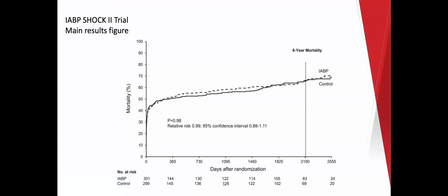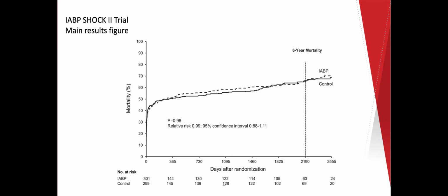The 2025 guideline made the class 3 recommendation about balloon pump on the basis of the results of the IABP-Shock 2 trial. This is a figure I took from the main paper of the IABP-Shock 2 trial, which stands for Intra-Aortic Balloon Pump in Cardiogenic Shock 2. That trial randomized patients with acute MI and severe or refractory cardiogenic shock in whom early revascularization was planned to intra-aortic balloon pump or no IABP.